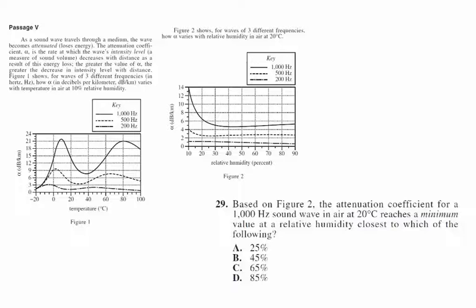Number 29, based on figure 2, the attenuation coefficient for a 1000 hertz sound wave in air at 20 degrees Celsius reaches a minimum value at a relative humidity closest to which of the following? So 1000 is the straight line, so this line. And it looks like the minimum is right around here somewhere. And so that would be 45, so B. You can see it goes up slightly over here. Definitely is bigger over here. So somewhere around here is the minimum. So it has to be B, 45.